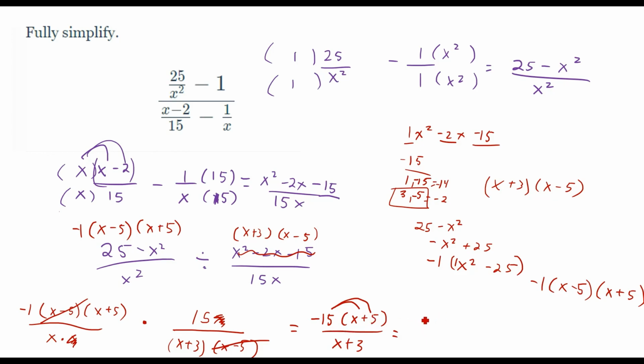Negative 15 times x is negative 15x. Negative 15 times 5 is going to be minus 75. And then we have x plus 3. That's our final answer for this one. And I guess we'll call that the end of the video.